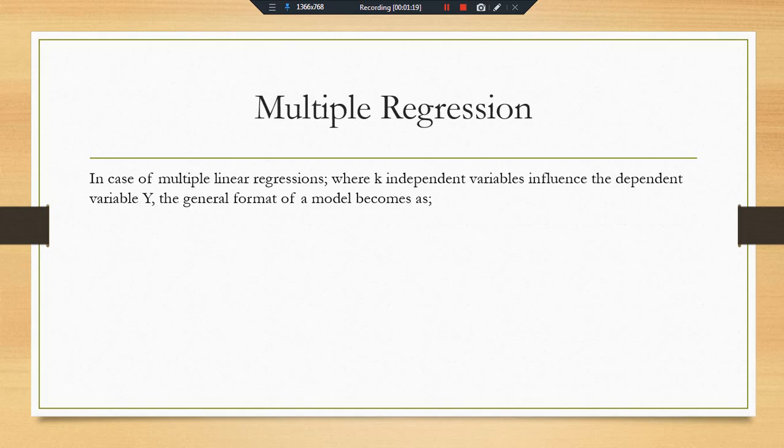In multiple linear regression, where k independent variables influence the dependent variable y, the general format of the model becomes yi equals alpha plus beta 1 x1i plus beta 2 x2i plus so on up to beta k xki plus epsilon i. Here the subscript i may be the number of observations, or the number of cross sections, and i equals 1, 2, 3, and so on up to n.